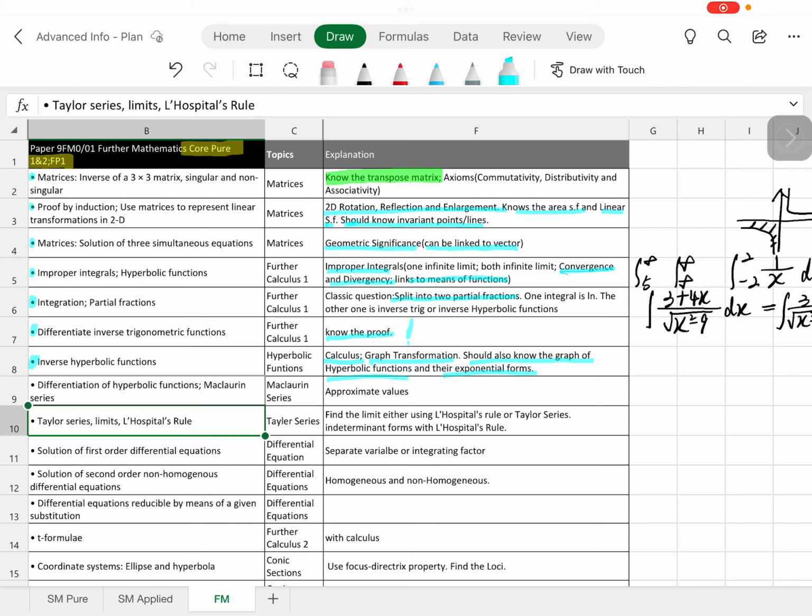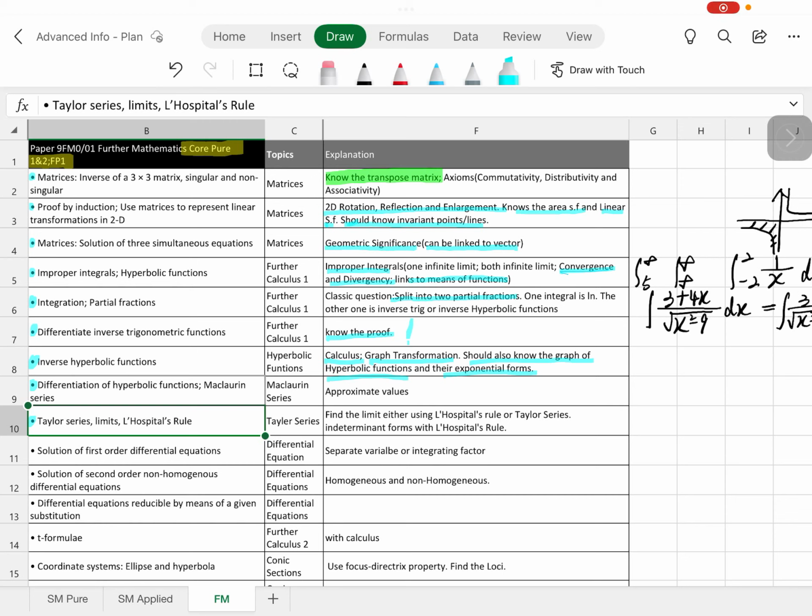Although it's not mentioned, I think there will be certain questions asking you to prove things using the exponential form of the hyperbolic functions. So make sure you practice. Next one, differentiation of hyperbolic functions, Maclaurin series. Yes, so this is quite standard, just approximate values. Next one, Taylor series, limits, and L'Hopital's rule.